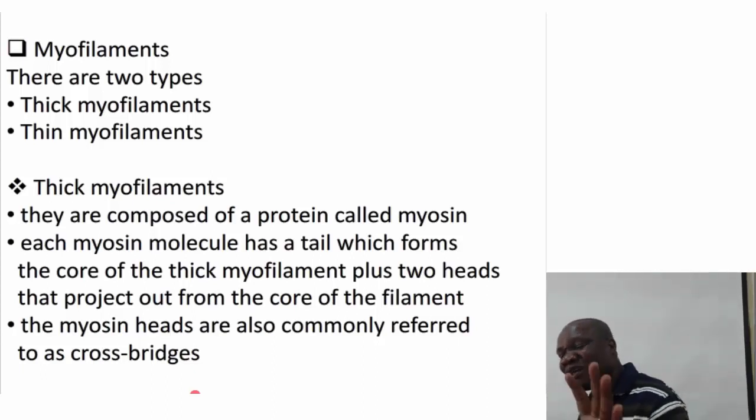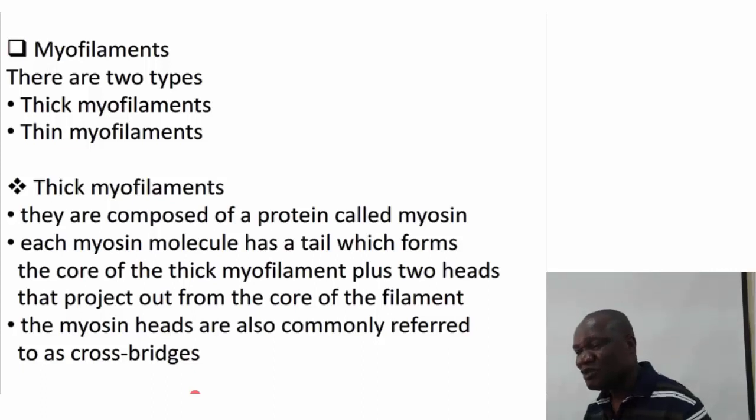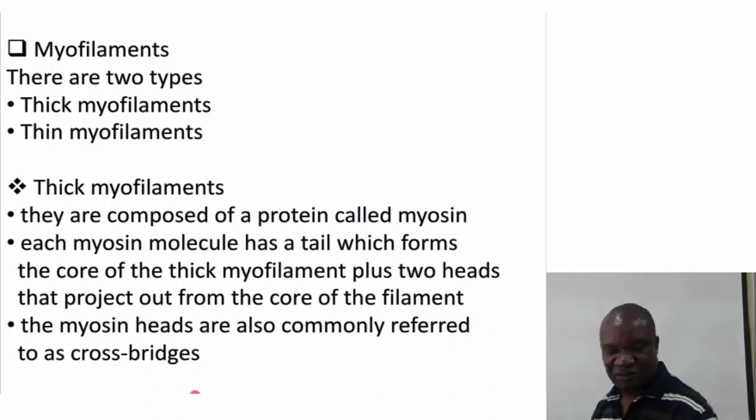Now that we've seen the muscle fiber itself, we've seen the myofibril. And we said the myofibril is made up of myofilaments. Now let's look at the structure of the myofilament. I mentioned that there are 2 types of myofilaments: thick myofilaments and thin myofilaments. Now let's look at the thick myofilaments.